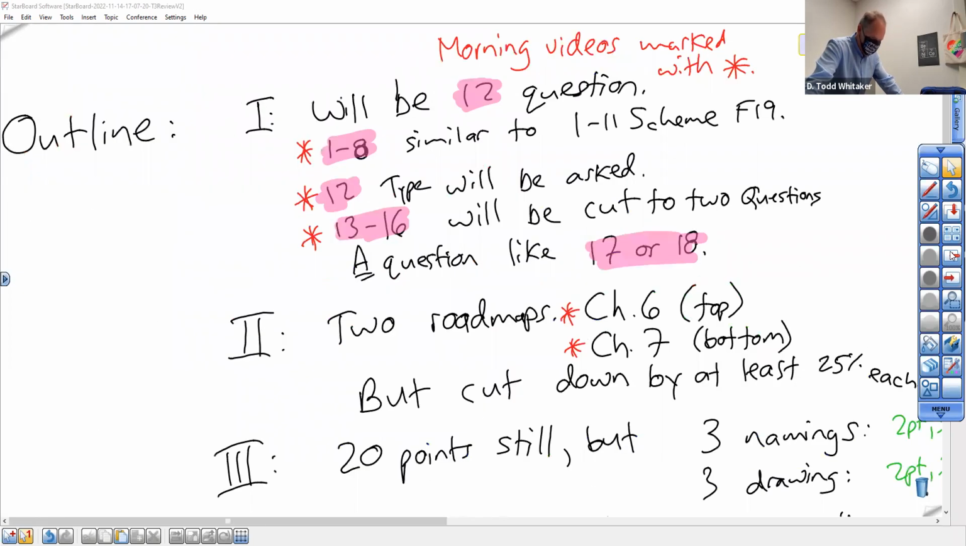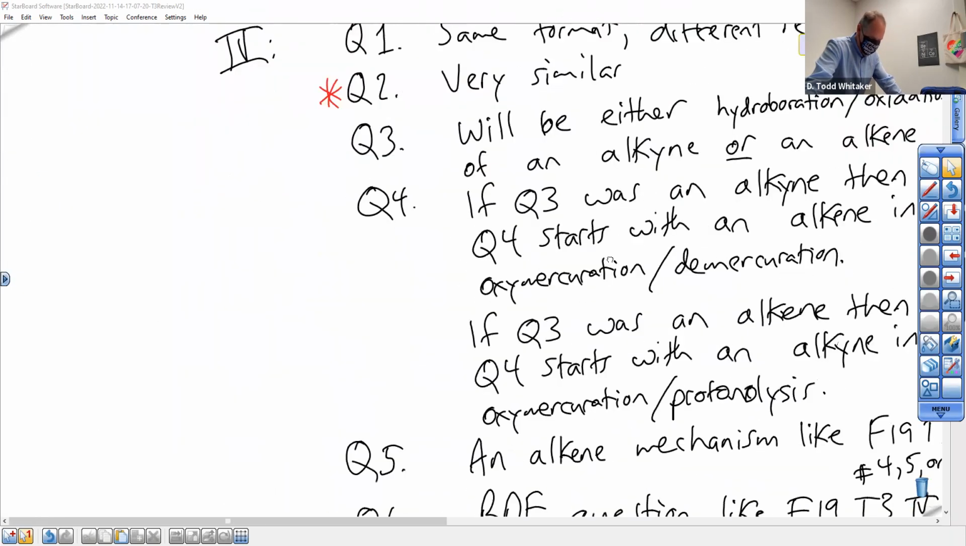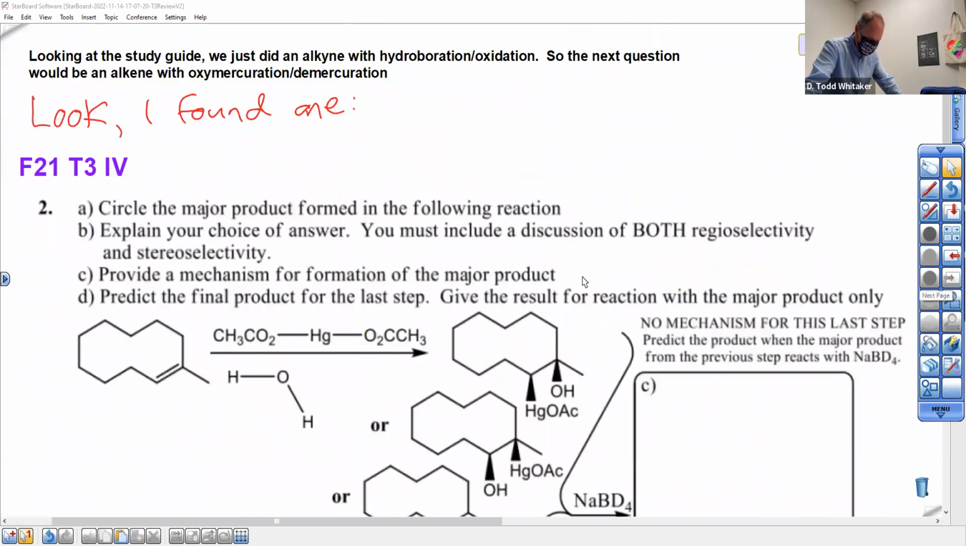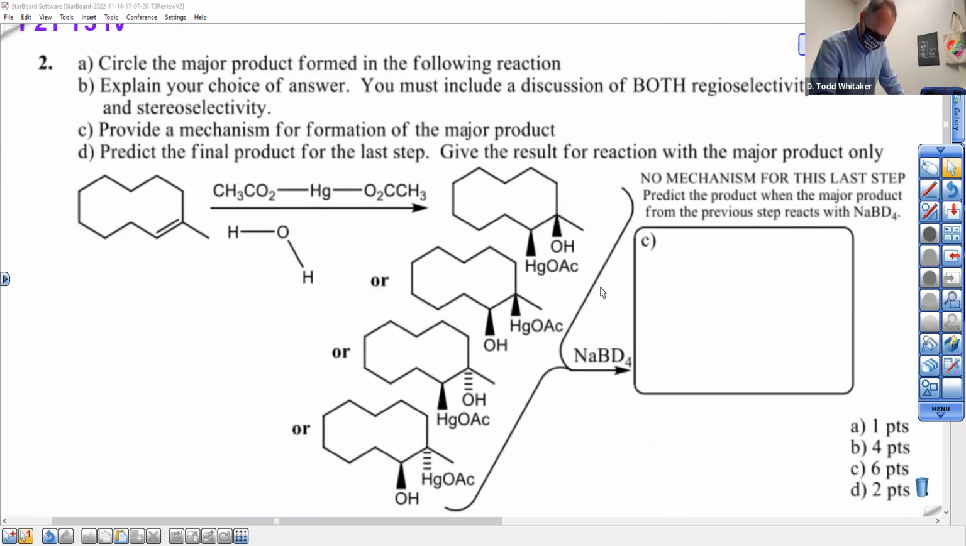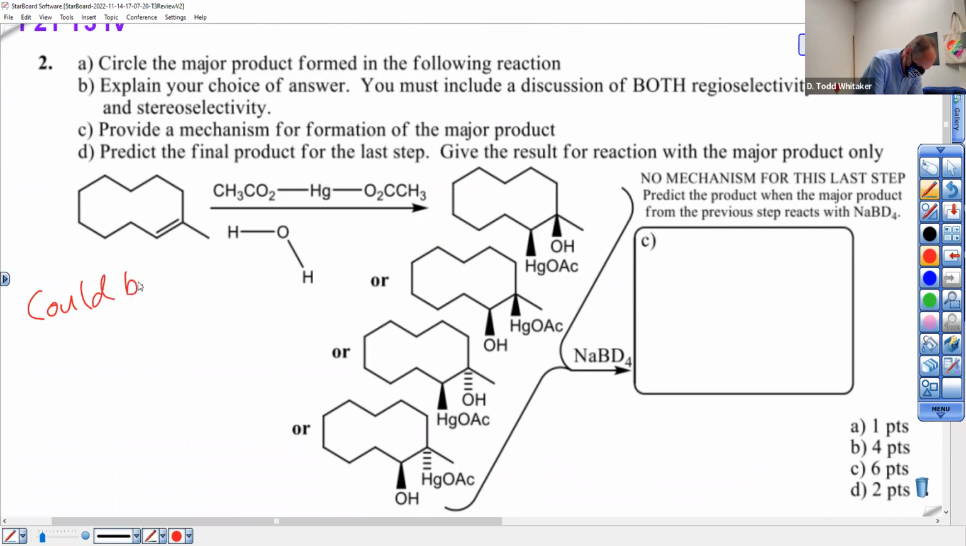Let's see, where's it say? If question 3 was an alkyne, then question 4 starts with an alkene and oxidation. This is it. Question 4 would be your question. This would be your question 4 that we're about to do. F22 T3 Part 4, number 4.